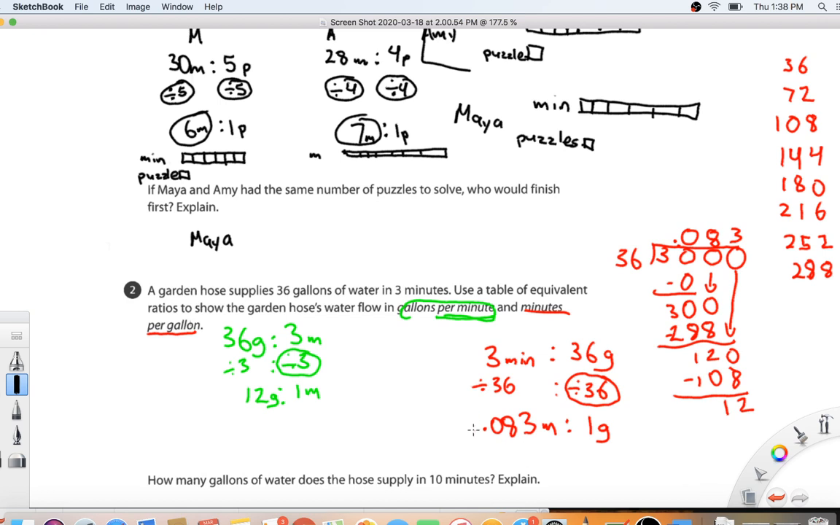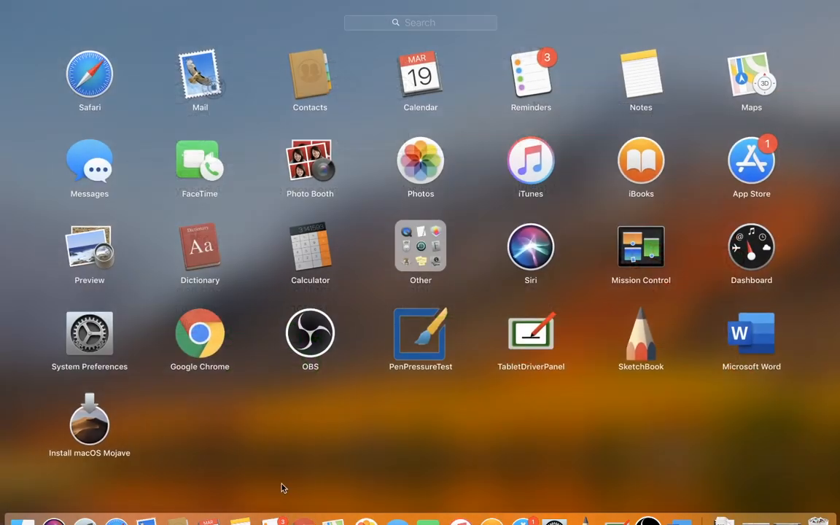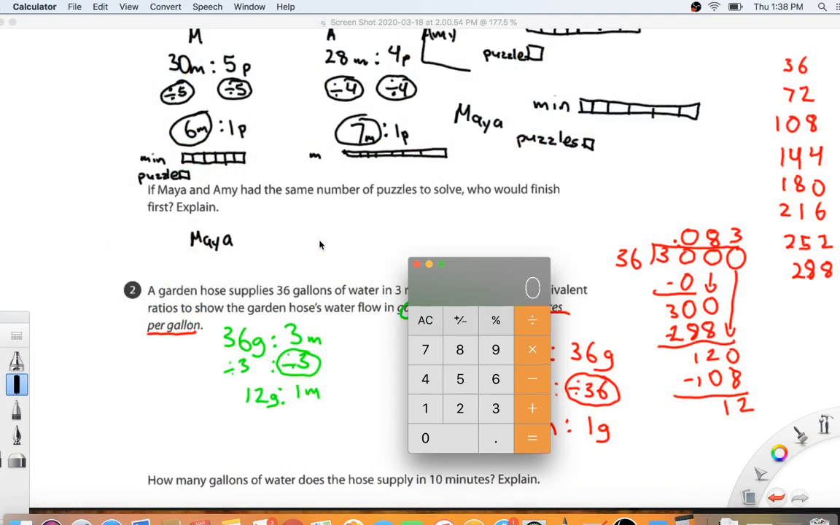This is not even a whole minute. I guess we can put how many seconds. No, because it has to be in minutes, so we need to keep it in minutes. But if you wanted to find out how many seconds that is, you would have to multiply that number by 60.